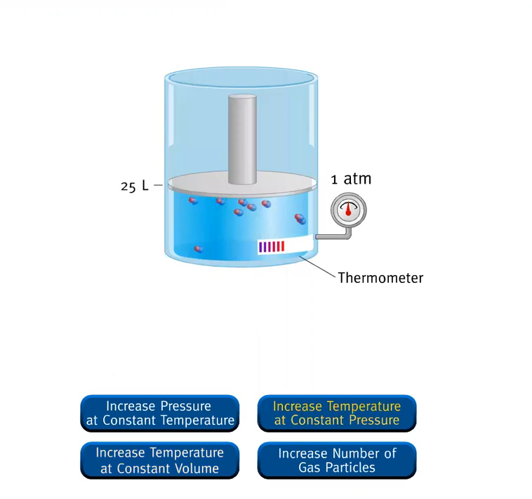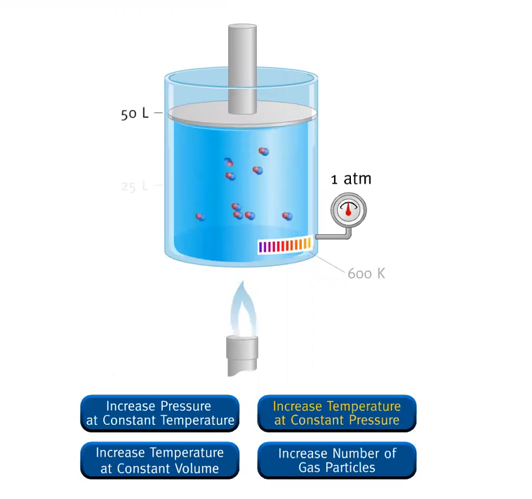Let's use a Bunsen burner to increase the temperature of the gas. As the temperature of the gas increases, the volume that the gas occupies increases. In other words, volume is directly proportional to the temperature of the gas. We can write volume equals K times temperature, where K is a proportionality constant. This relation is known as Charles's Law, which states that the volume of a fixed amount of gas is directly proportional to the gas temperature at constant pressure.